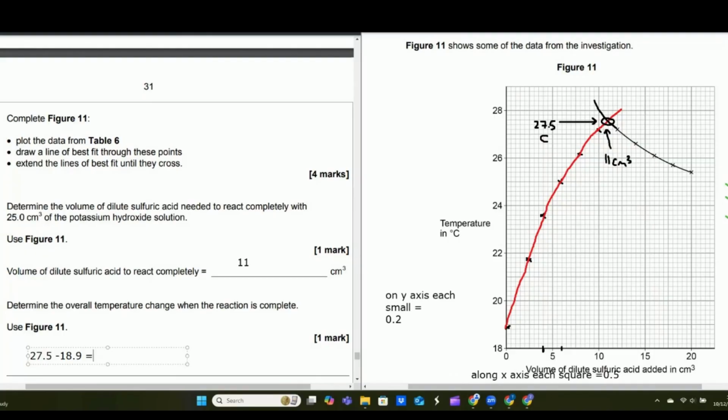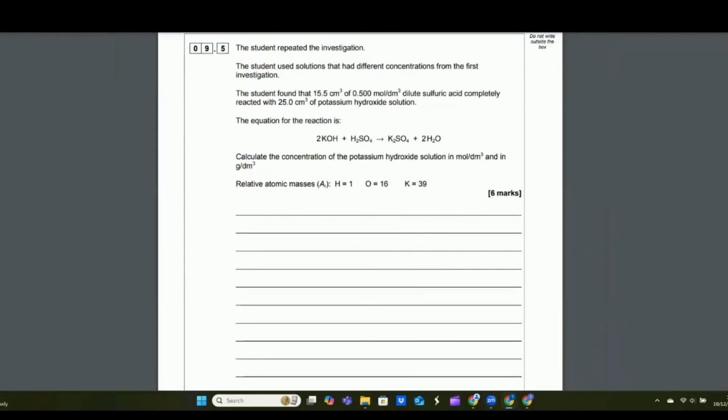Look where my red line started. It was about 18.9. And where it finished, where it crossed the other line, was 27.5. So we needed the difference between those two numbers. And finally, we've got a 5-mark or 6-mark mole question.